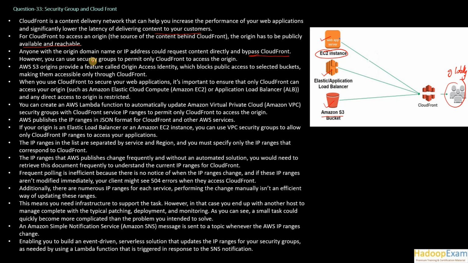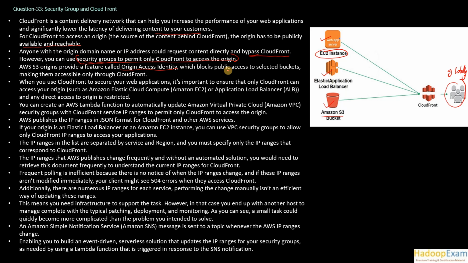However, you can use security groups to permit only CloudFront to access the origin. A security group has allow rules, correct? So who can access this? Amazon S3 provides a feature called origin access identity. This is for S3 only. I'm talking about security groups, which are not for S3. A security group is for an EC2 instance.